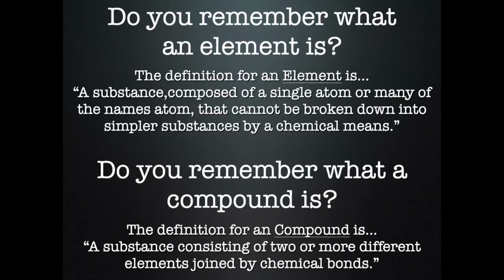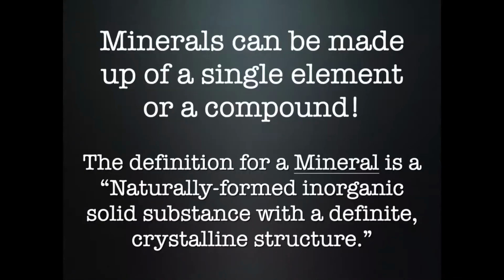A compound is actually going to be multiple atoms or multiple elements combined to make a new substance through a chemical bond. It has new character traits, and so that's going to be more than one element, more than one atom. Now, minerals can be made up of a single element, and those are going to be called native elements, or they can be made up of compounds. Now, they are not going to be a mixture.